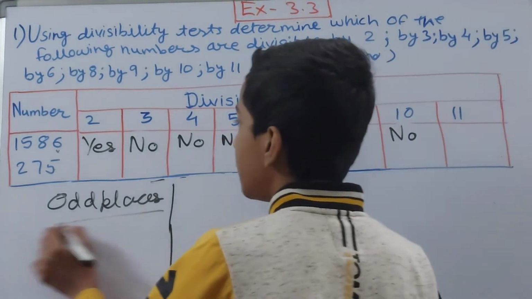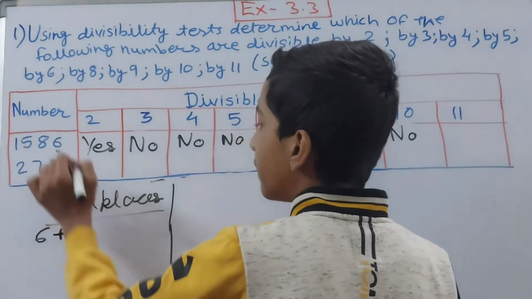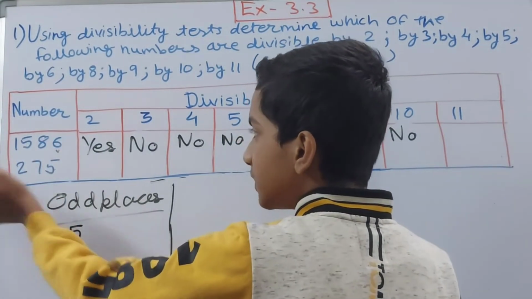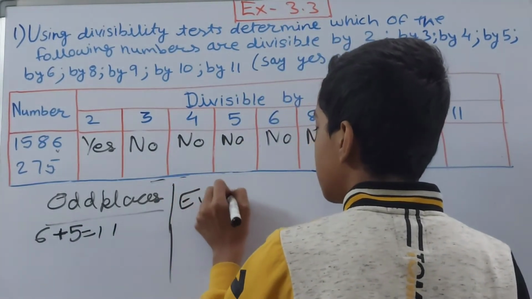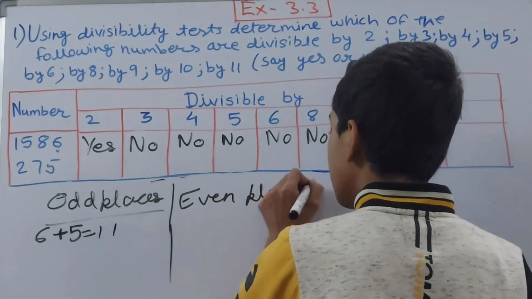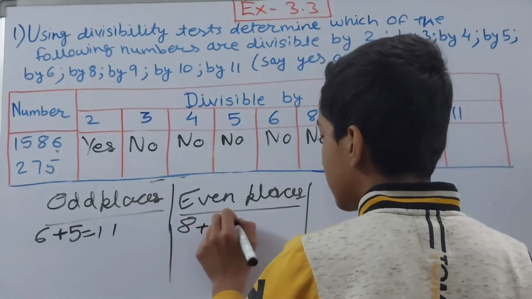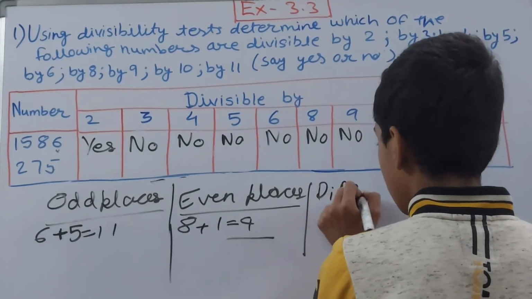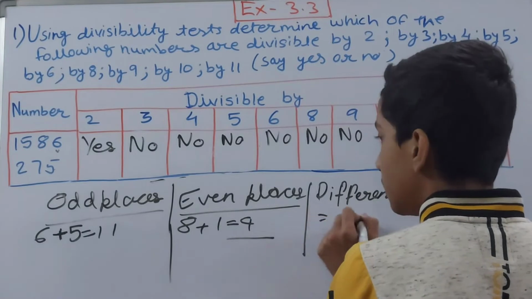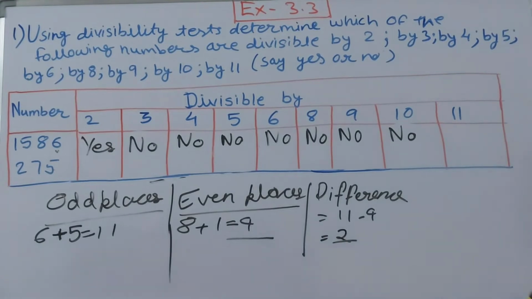Now here in the odd places we start from the ones place. We have 6 plus the digit at the hundreds place, we have 5. Again no more digits after this. So 6 plus 5 is going to be 11. Then we have the even places, that will give us 8 at the tens place and 1 at the thousands place, that is going to be 9. Now the difference is going to be 11 minus 9, that is going to give you 2. 2 is not divisible by 11, so we will put no, this number is as well not divisible by 11.